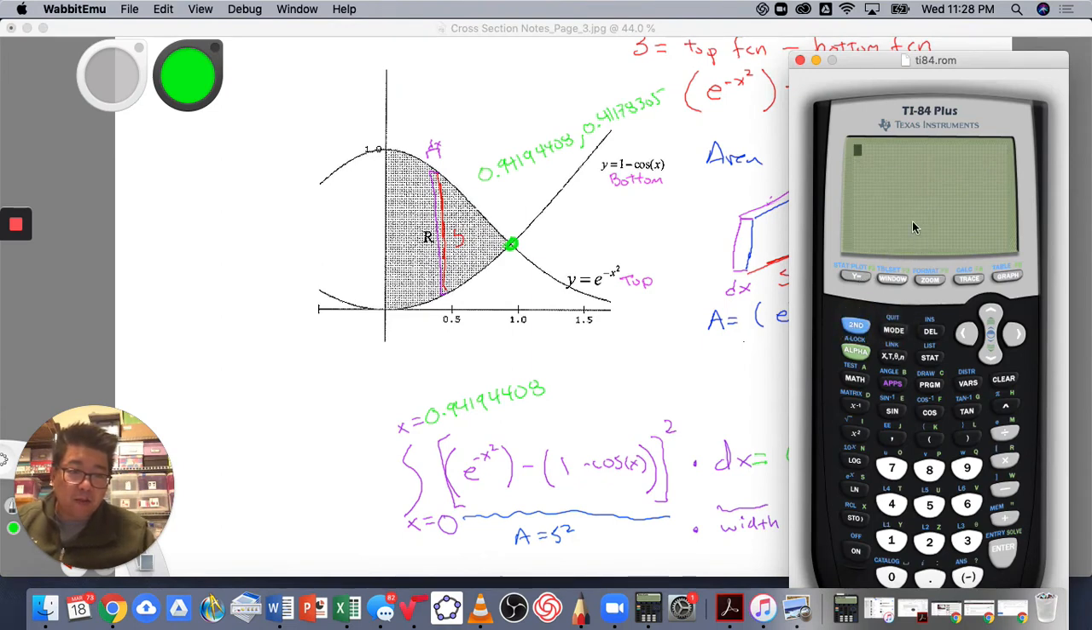Let's just do that in our calculator really quick. Second quit, get back to the main one, math. Now if you go down, it'll be math 9, right? So you can see it's 9 right here at function integration, so you can just do that. You can push 9 if you want. We're going to go from 0 to 0.94194408.